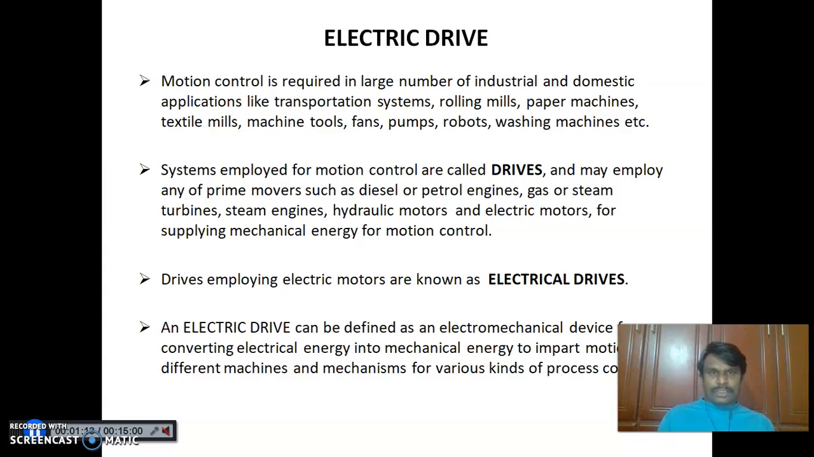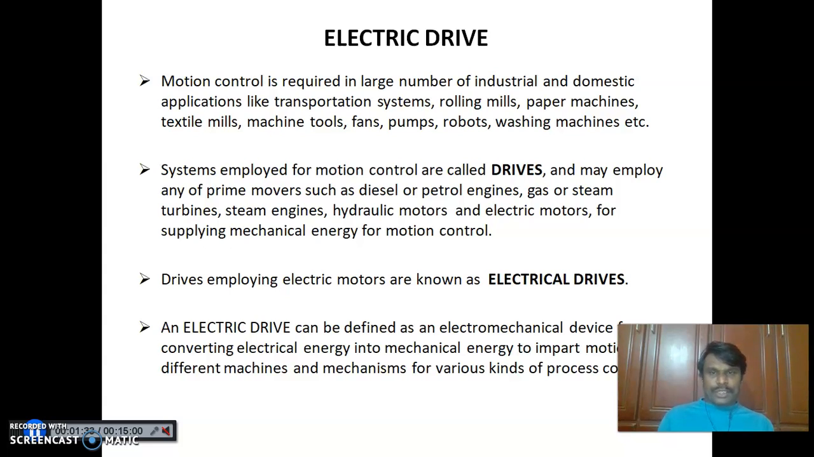Today, first, what is the definition of a drive, or what is an electrical drive? What is the advantage of the electrical drive? What are the electrical drive classifications? What are the conventional electrical drives and what are the modern electrical drives? And explain each one.